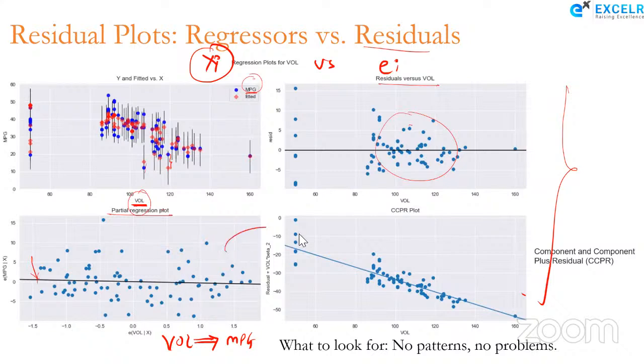So you should refer to the CCPR plot, the component plus residual plot, which will clearly indicate the slope for you. And as you can see, there is a good amount of slope over here, which means that volume is highly contributing in determining the value of your target variable, which is your miles per gallon.